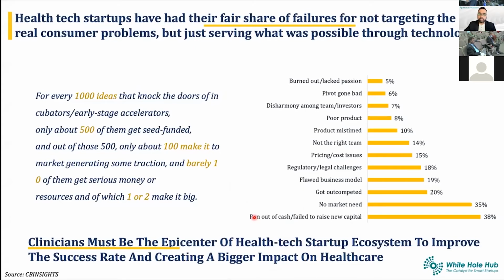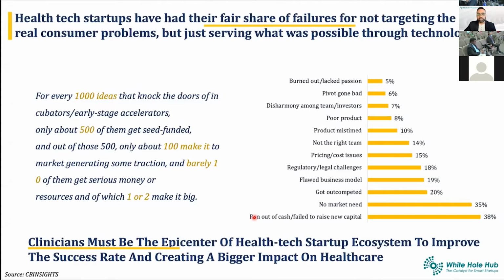However, if a clinician is part of the healthcare startup, the success rate and the ability to create an impact on a larger scale on healthcare is at least 100 times more than a startup which is addressing a healthcare problem and doesn't have a physician. So after having done this study in numerous forms, we realized that clinicians have to be the center point, the epicenter of the startup ecosystem.